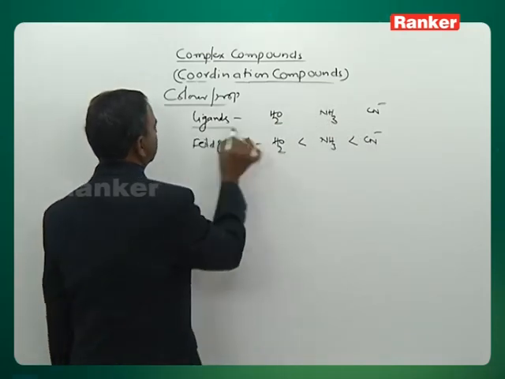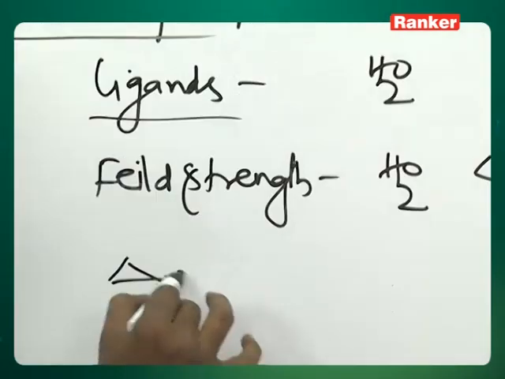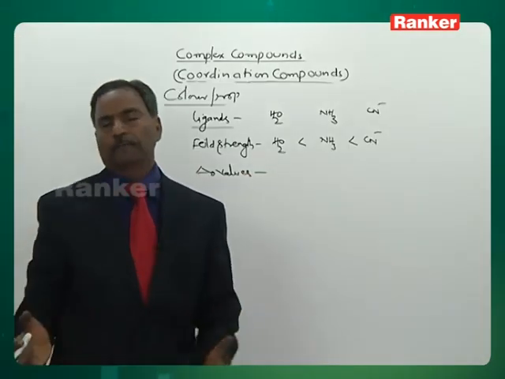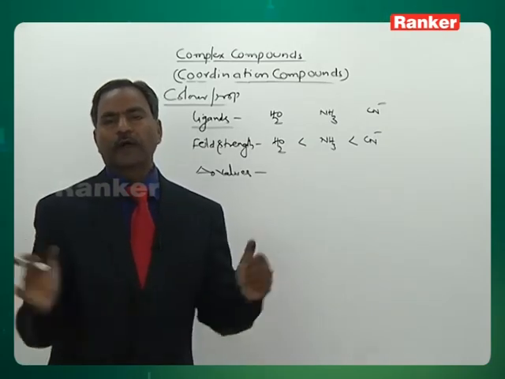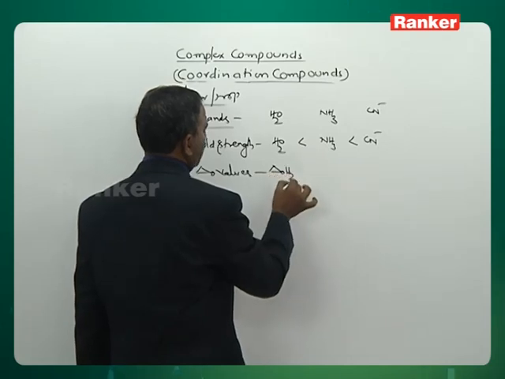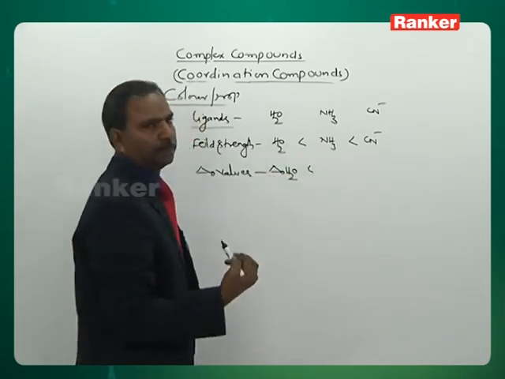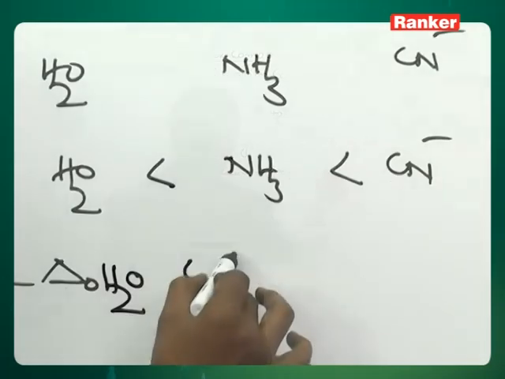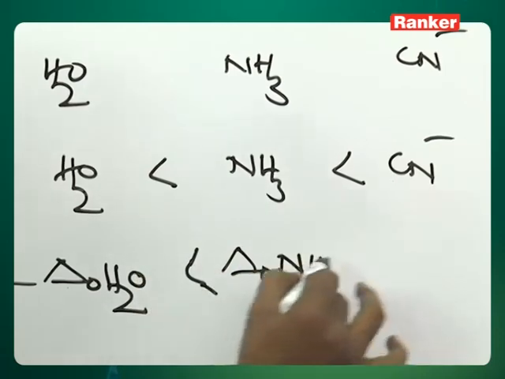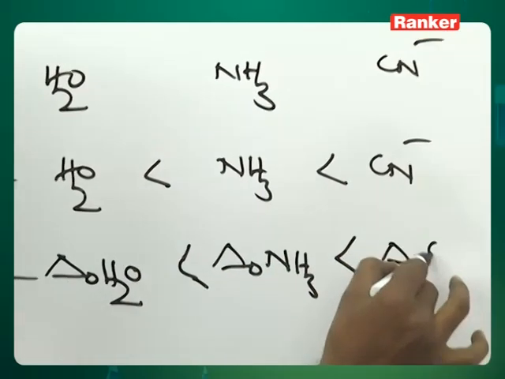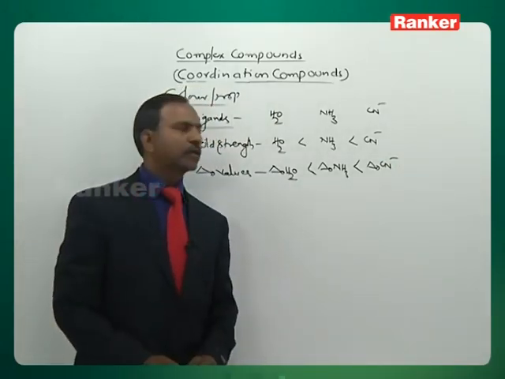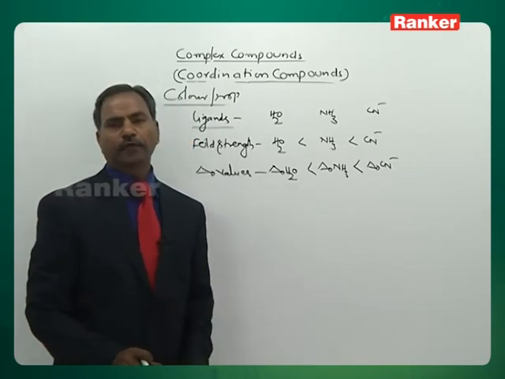Coming to the next one, consider delta O values. Delta O values means, imagine the splitting. This is the splitting order of these 3 ligands. Delta O of H2O is less, less splitting because it is weak field. Next, delta O of amine is less than delta O of CN minus. Okay, this is the order of splittings for aqua, amine and CN minus.